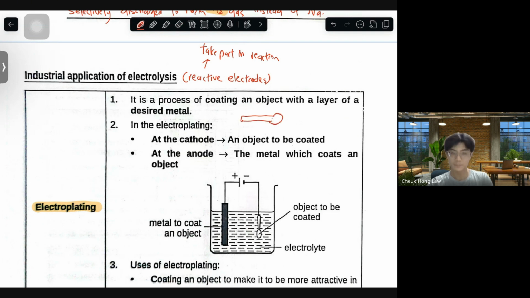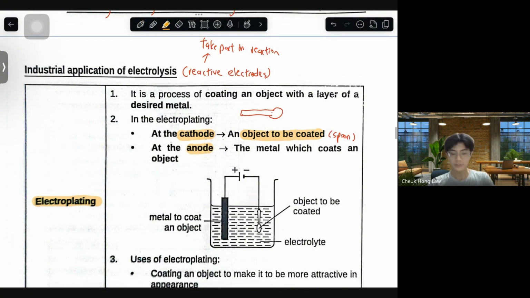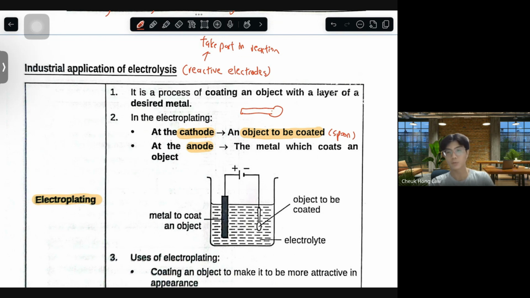You know, your spoon, right? Some people would like to coat it with gold or silver. So when they coat it with gold, they can use electroplating. When they want to coat it with silver, they can also use electroplating. So in electroplating, the object at the cathode is the object that you want to be coated. So if you want to coat a spoon, the cathode will be the spoon. And then at the anode will be the metal that you want to coat the object with. So if I want to coat the object with, let's say, silver, at the anode it will be silver.